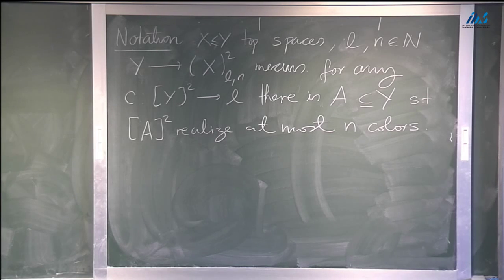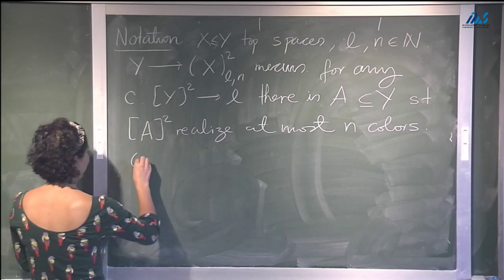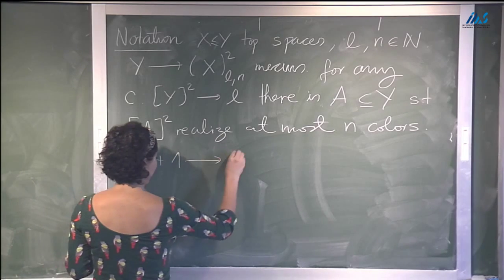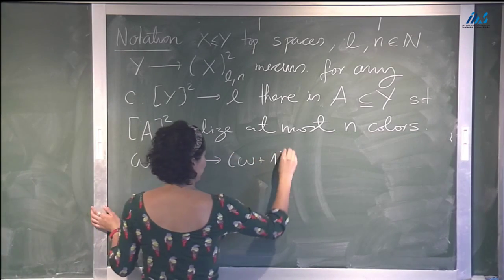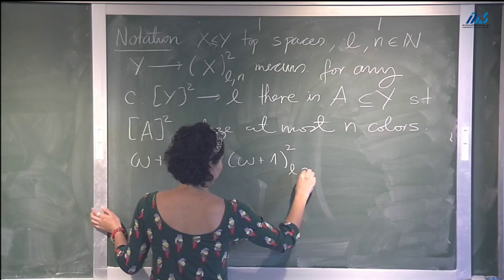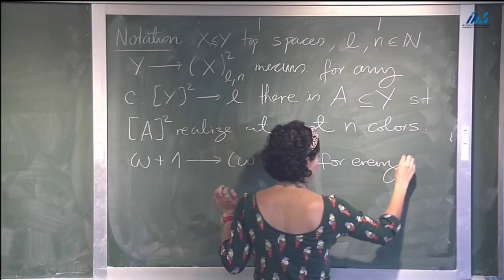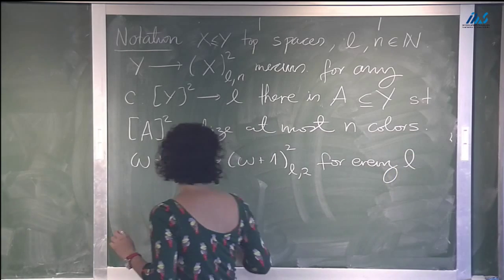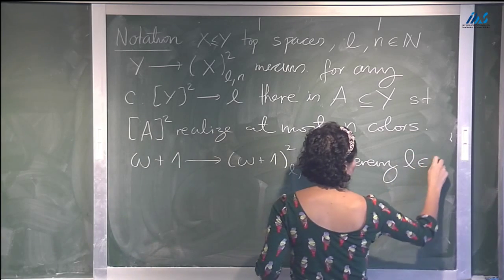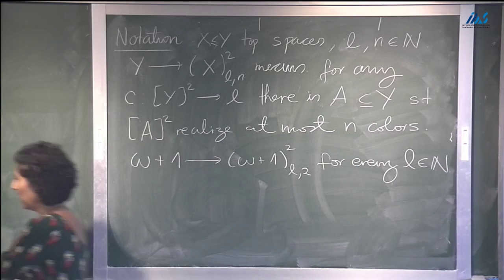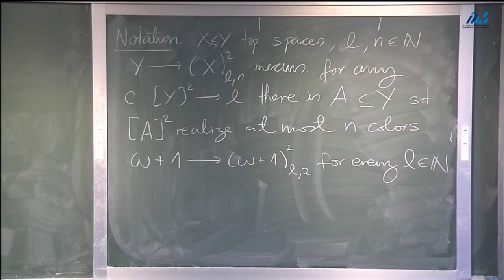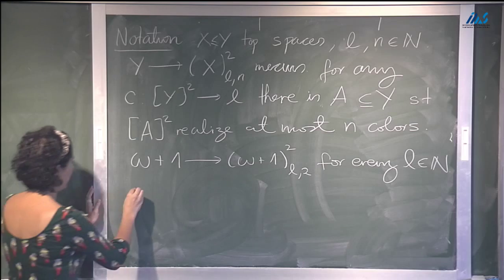So when I asked in relation to this example whether that was the only obstruction, the question is whether any coloring of the pairs of omega plus 1 can be reduced to two colors. Okay, and the answer is yes. This is very easy to see.